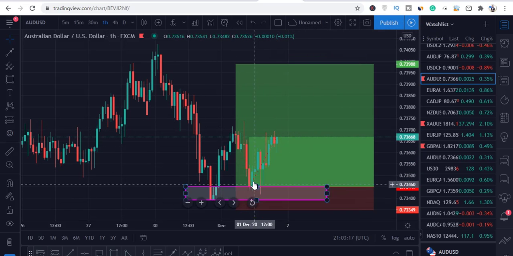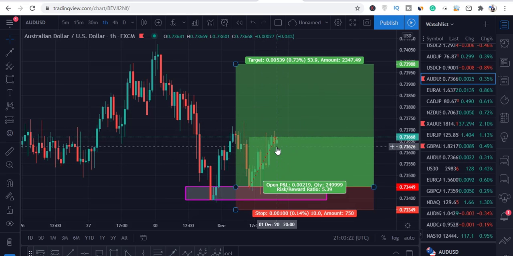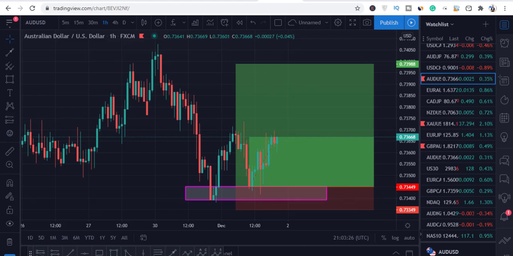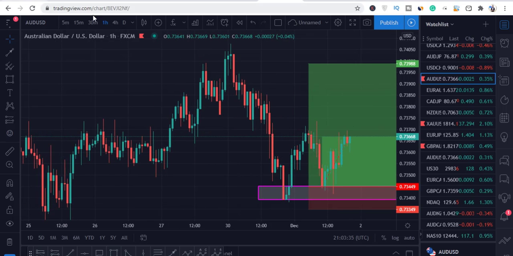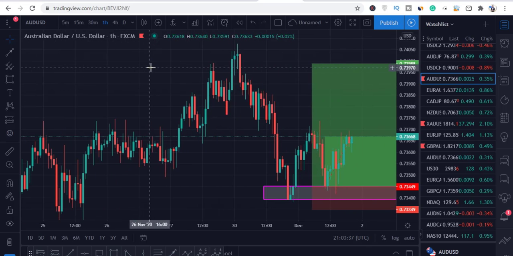And you can see price came right here and bounced off, and hopefully it's still going to go up, right? So this is a very simple strategy you can use to make money online using forex trading. It is a scalping strategy, and you can also use it as an intraday trader.